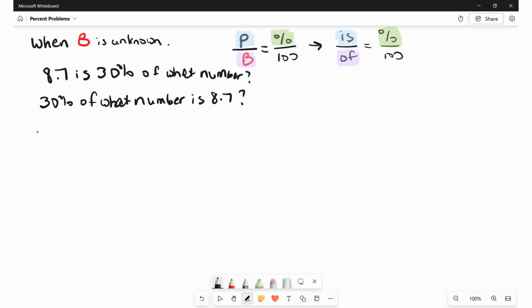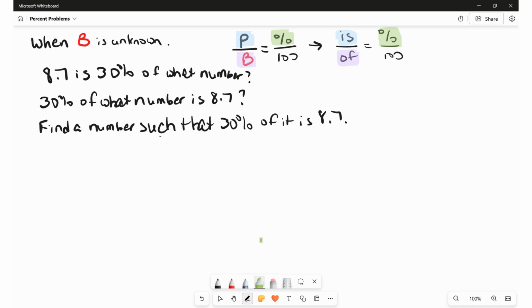Or we could see it written, find a number such that 30% of it is 8.7. Okay, so you can see our percentage number here and here and here.